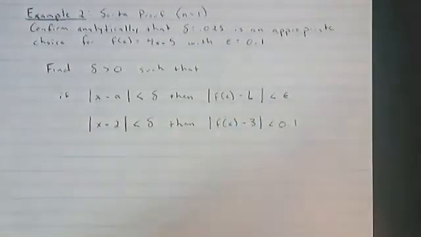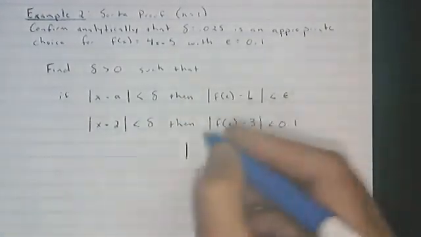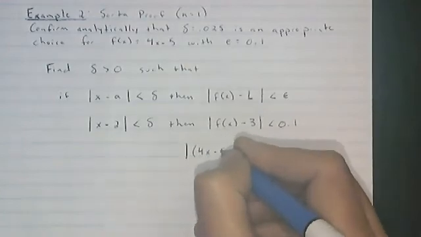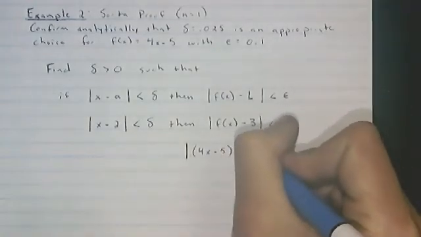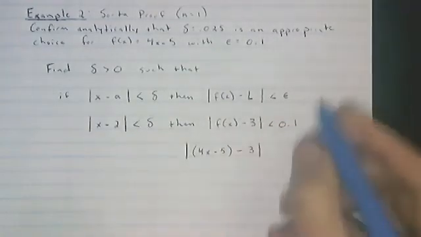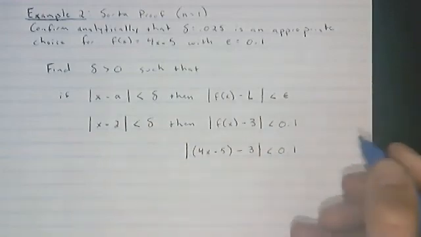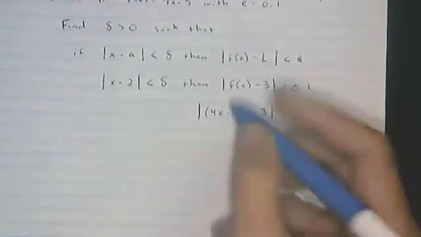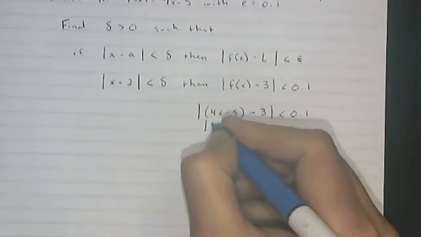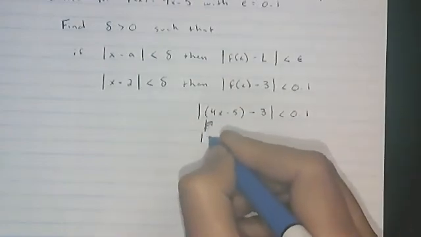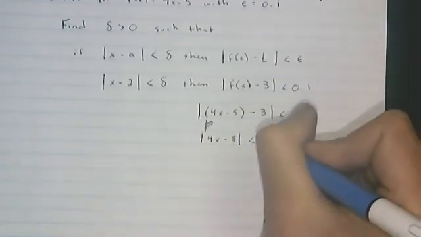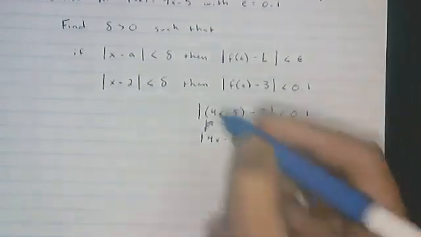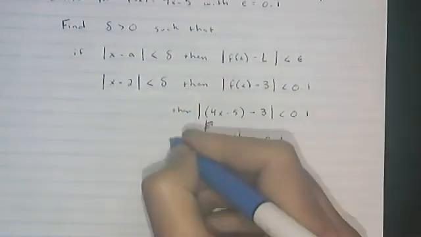What we're going to do is replace f of x with what the function is, which is 4x minus 5. So we replace f of x with 4x minus 5, minus 3, is less than 1/10. Well, let's combine some like terms. I'm going to keep skipping lines; I think it makes it a little easier to follow. 4x minus 8 needs to be less than 1/10. Sorry about that.